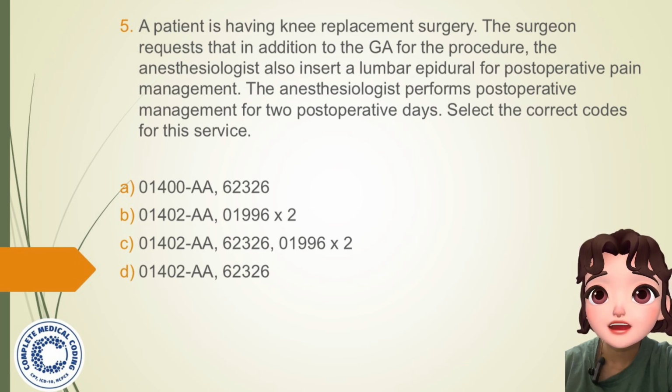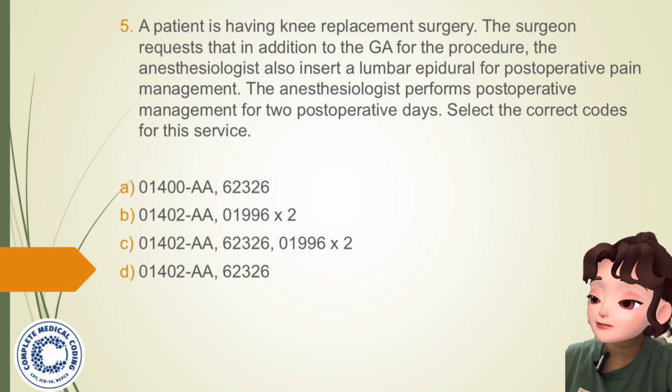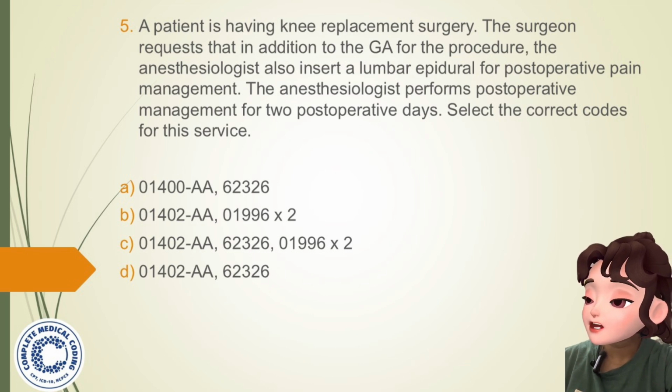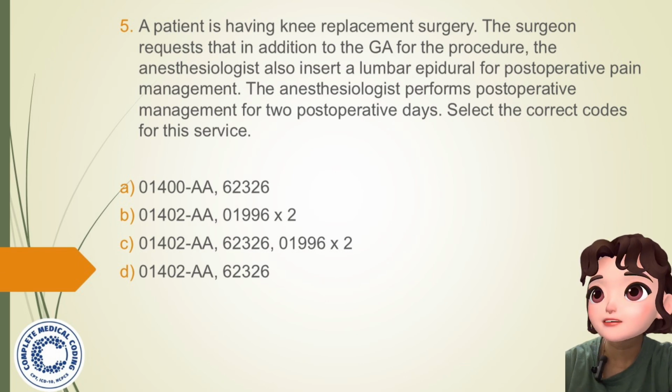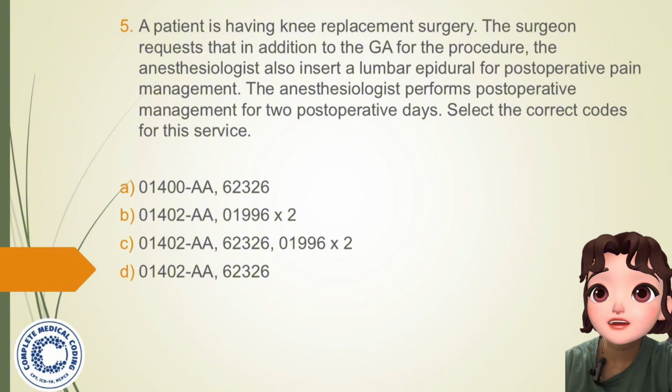Now coming on to option C. Both these codes, 62326 and 01996 times 2. These both codes we need, right? What is 01402? The anesthesia code 01402 is anesthesia for total knee arthroplasty, open or surgical arthroscopic procedure. Yeah, this is anesthesia for the knee joint, total knee arthroplasty, total knee replacement. So we have to code the anesthesia code 01402.